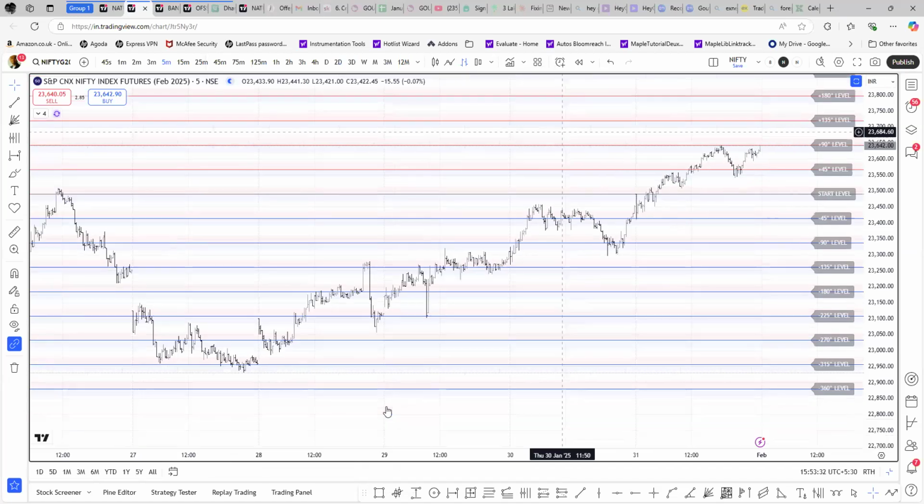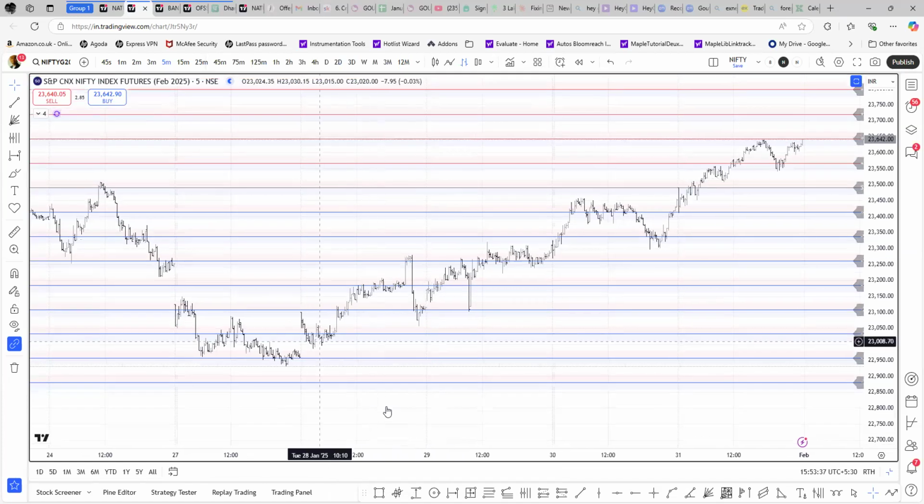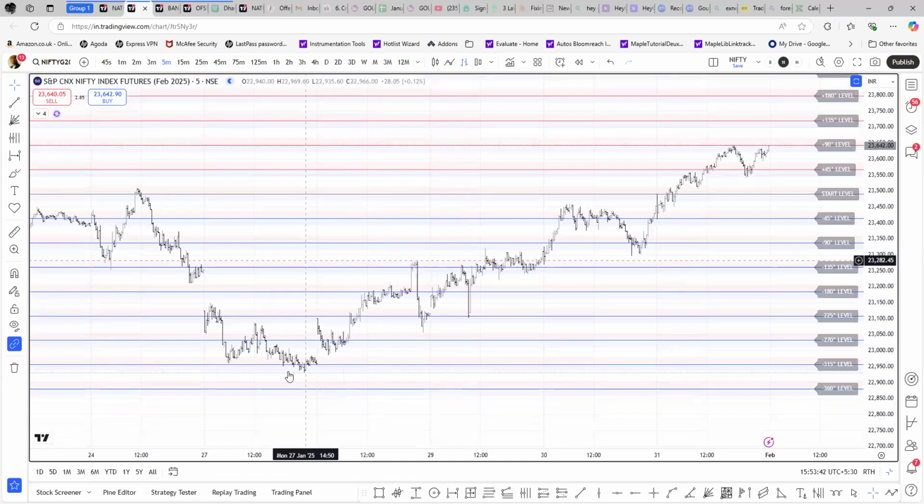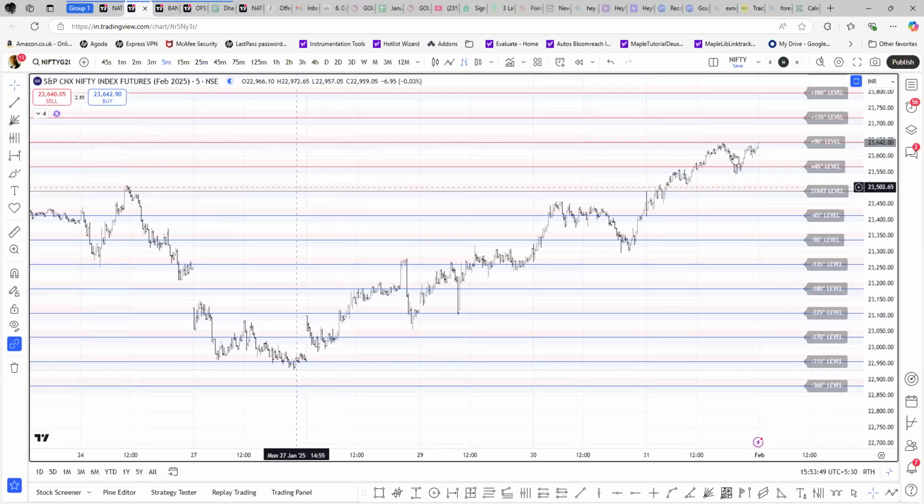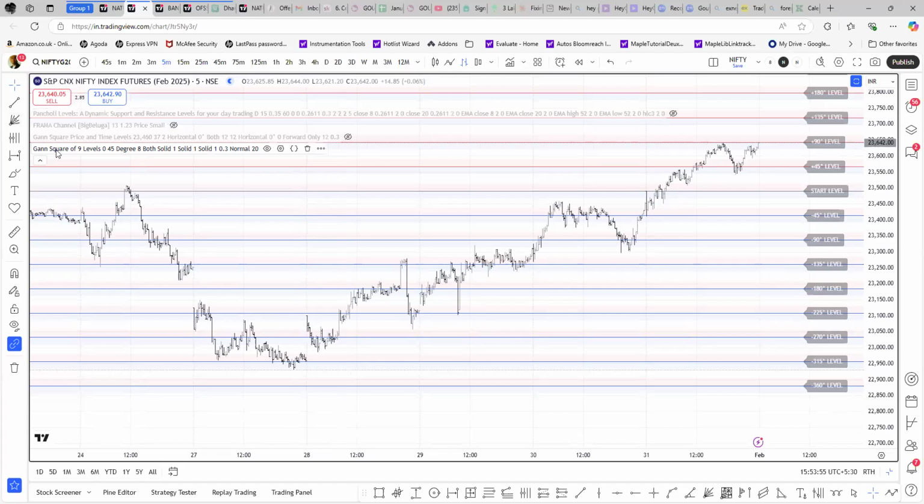Now I want to show you how I can change this indicator to plot the levels starting from the most significant low or high. In this case, I'm going to pick the low because that's where Nifty is reacting from in the most recent past. So if I hover my cursor here, I can see that the low is 22,931. So I'm going to go to the settings.